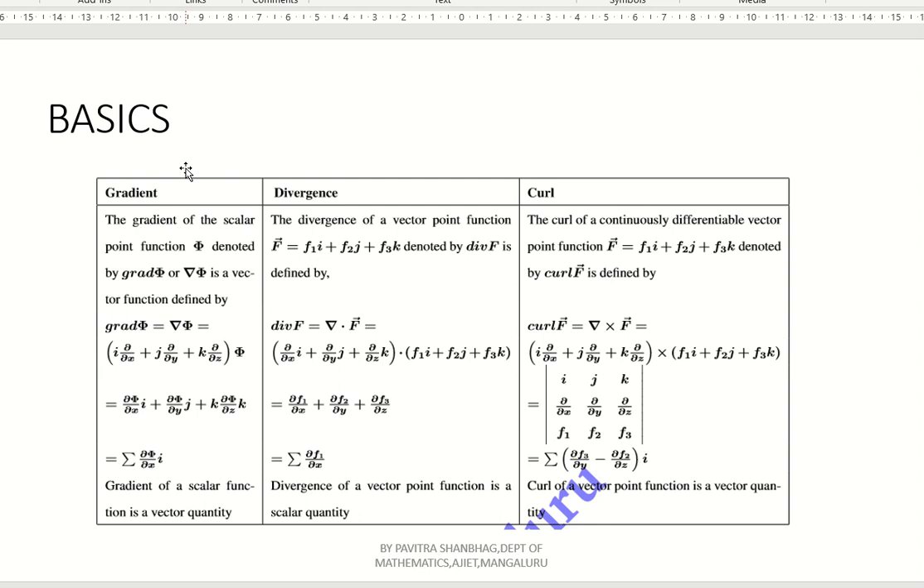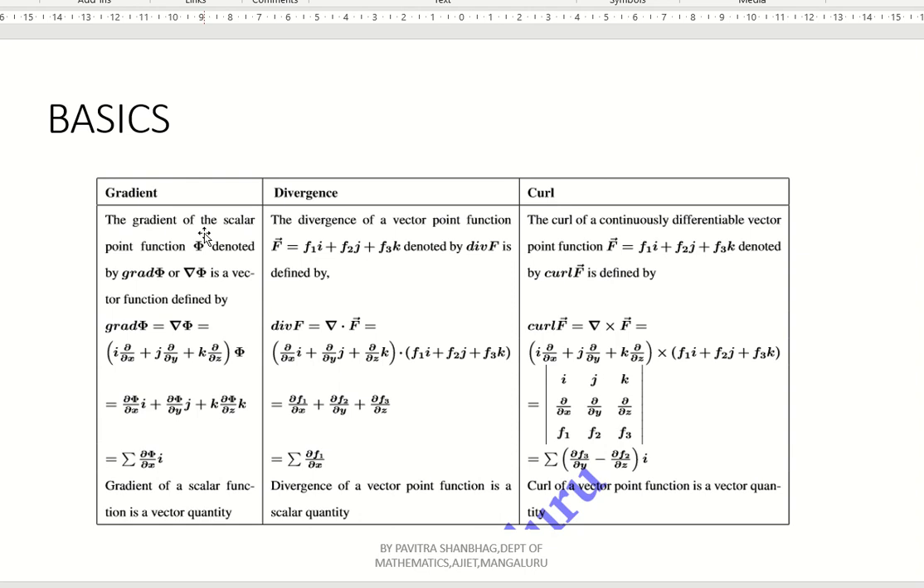Now, here we are mainly discussing three important concepts, that is gradient, divergence and curl. But simultaneously we have to give some importance to scalars also. Even scalars are what? A physical quantity having only magnitude but no direction, right?